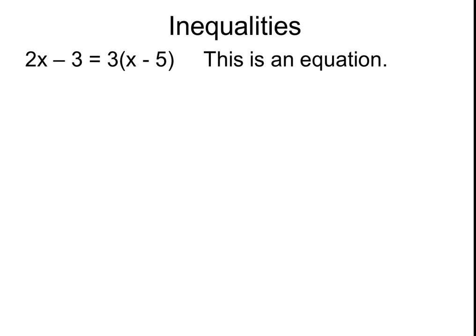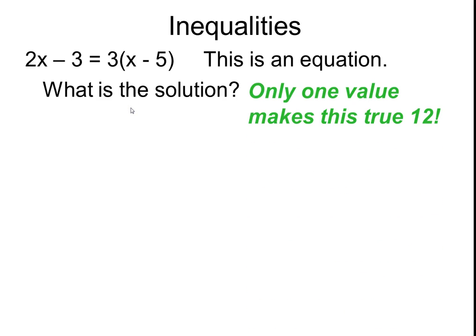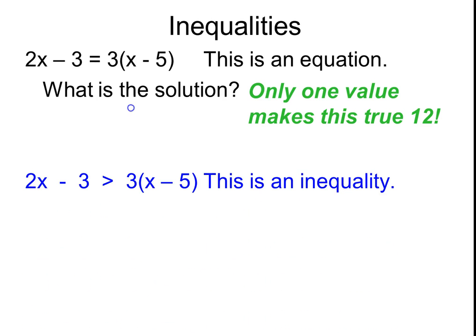So if we look at what we have here, 2x minus 3, this is an equation. What gave it away is this little symbol right here. See that equal sign? That is an equation. And it's an equation because if I solve it, one number comes up that will make it true. If I do all the solving techniques, I get x equals 12. If I put 12 in for x, I get a true statement.